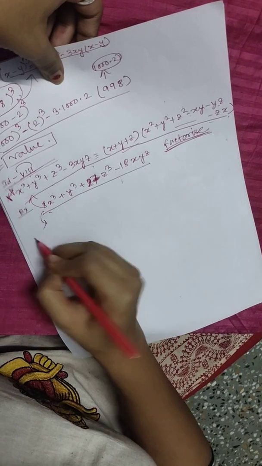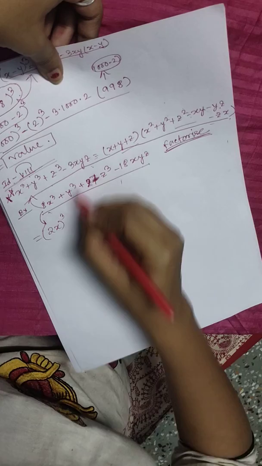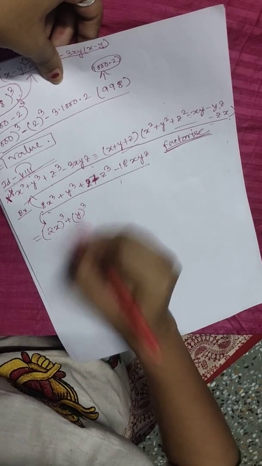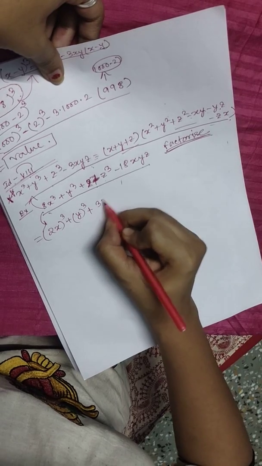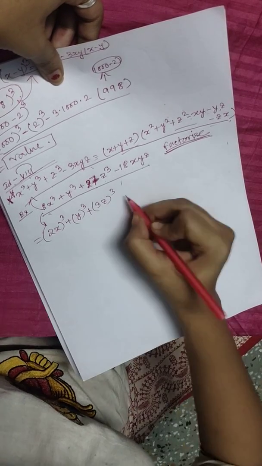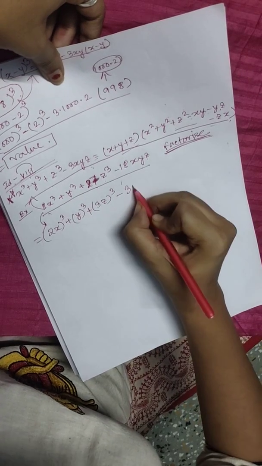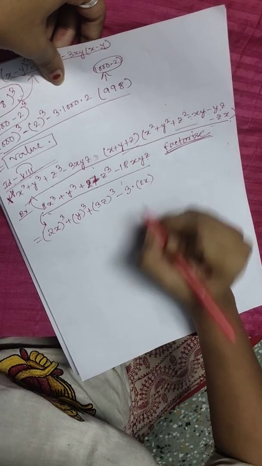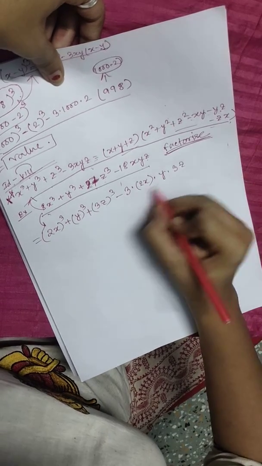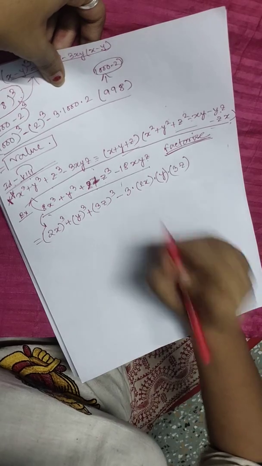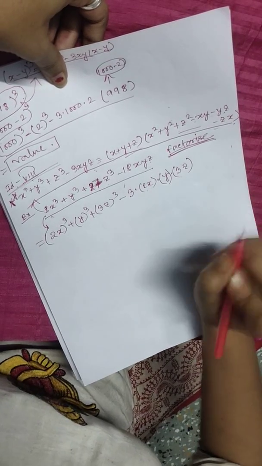Now we can write this equation as 8x cube can be written as (2x) whole cube. y cube can be written as y whole cube. 27z cube can be written as (3z) whole cube. And 18xyz can be written as 3 into 2x into y into 3z. This will together give you 18xyz. 3 3s are 9, 9 2s are 18, 18xyz.